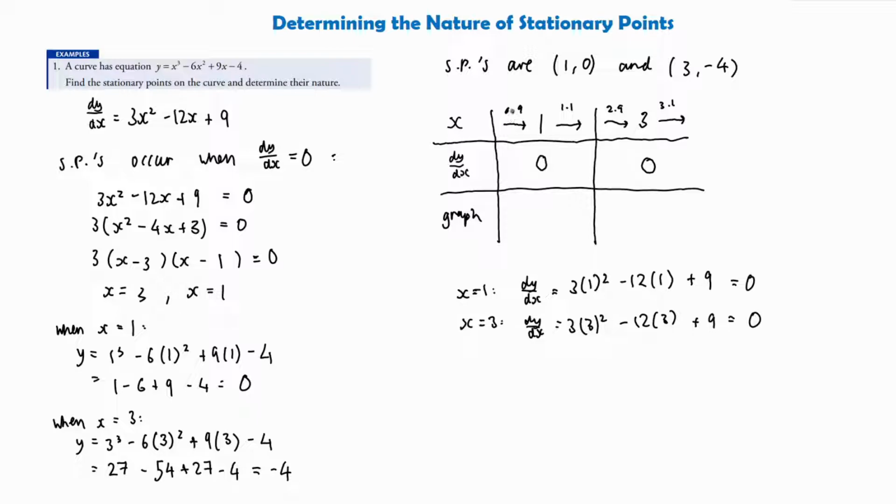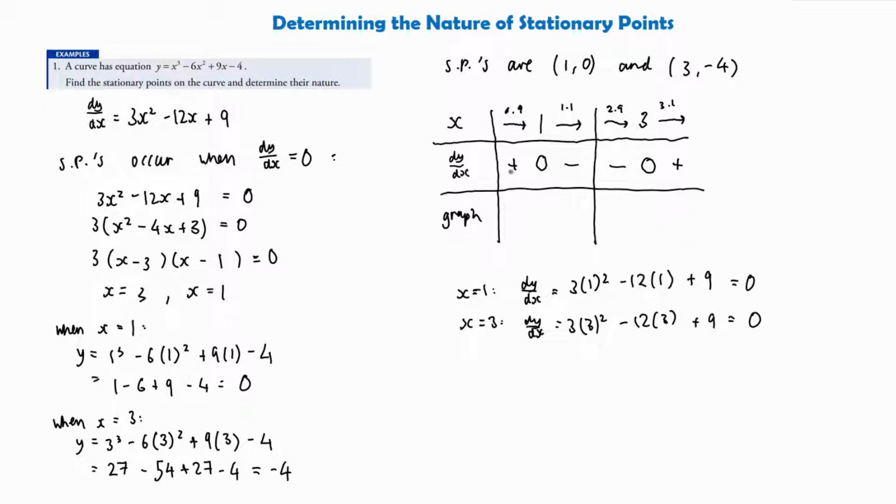Now if we substitute in 0.9 into this equation here, you can try it in your calculator, but I'll tell you when you substitute in 0.9 that you get a positive value. So it's going to be a positive number. And when you sub in 1.1 into your derivative, we'll get a negative value. And the same over here, when you substitute in 2.9, you'll find you get a negative value. And when you substitute in 3.1, you'll find you get a positive value.